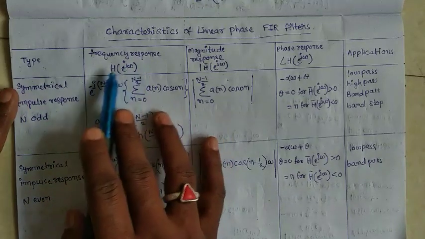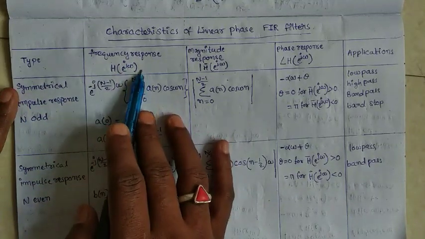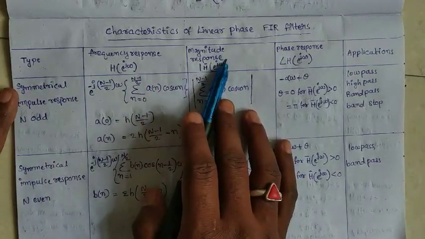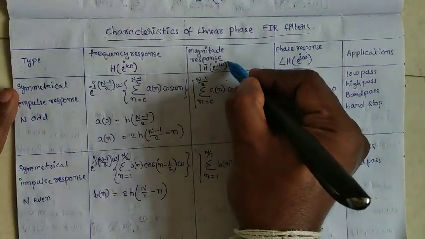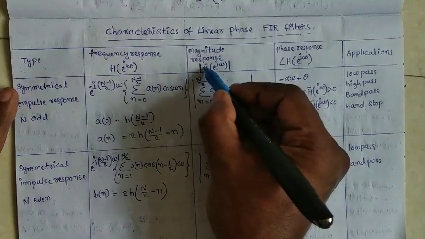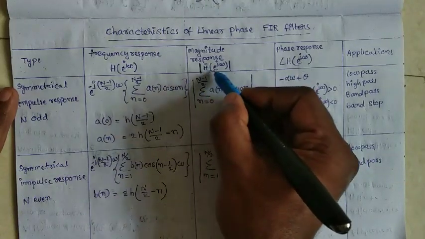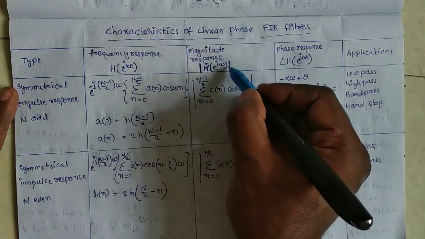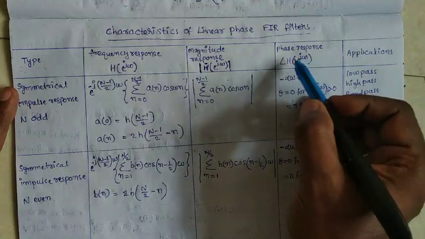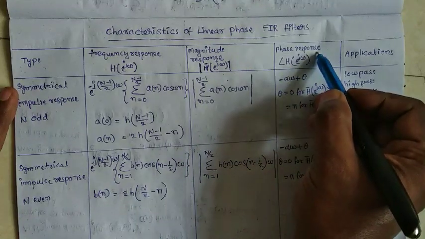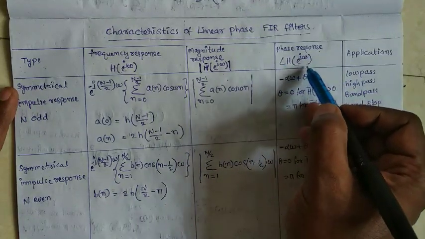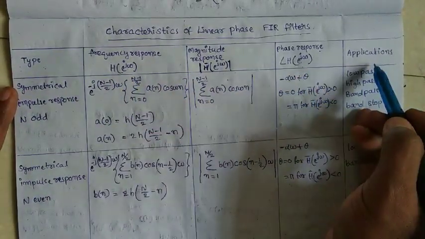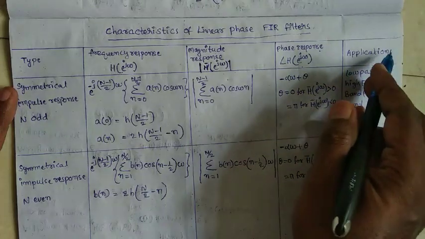The frequency response is what? H(e^jω) is the frequency response of the FIR filter. How to determine the magnitude response? In terms of zero phase response we are determining: mod of H bar(e^jω). How to determine the phase response? Phase response is the phase angle of H(e^jω). And applications we are observing.